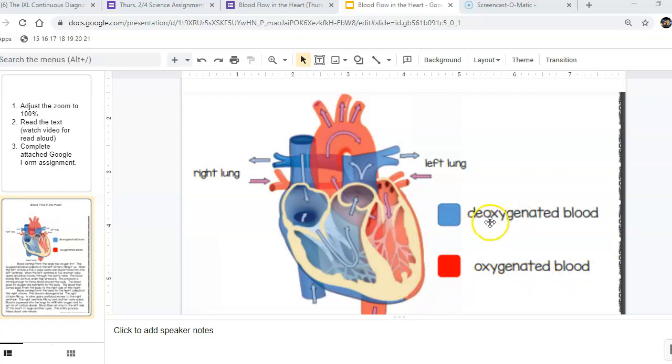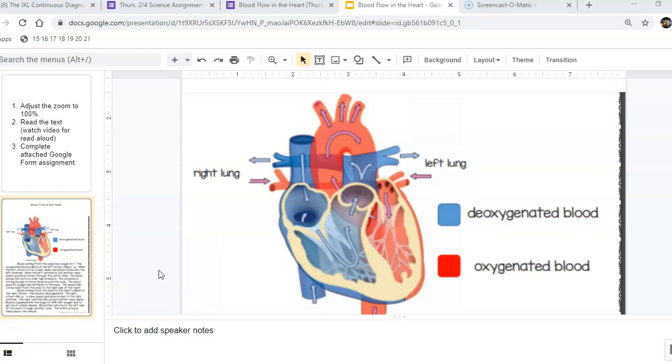Deoxygenated. Well, it has oxygen in it, but it has the prefix D in front of it. And D means not. So this means not oxygenated blood. So the stuff that's shaded in blue has blood in it that lacks oxygen, has no oxygen in it.